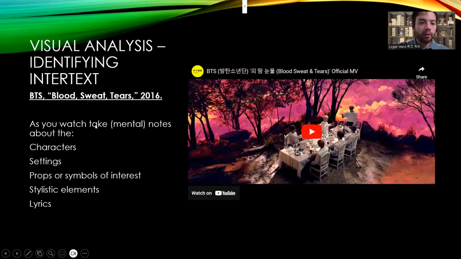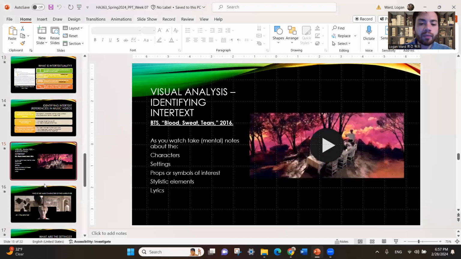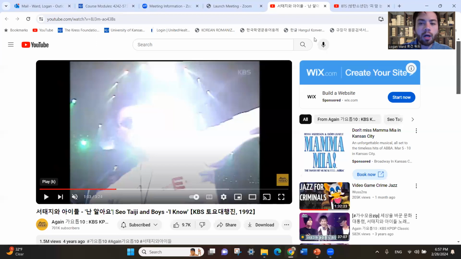Okay, so we are going to watch this. While we're watching it, take some mental notes about who you think the main characters are. What are the settings? What kind of props and symbols, objects that make up the setting or that the characters are interacting with? What are some of the stylistic elements, like the color or the genre of art, or time periods or artistic movements that they might be referring to or using?